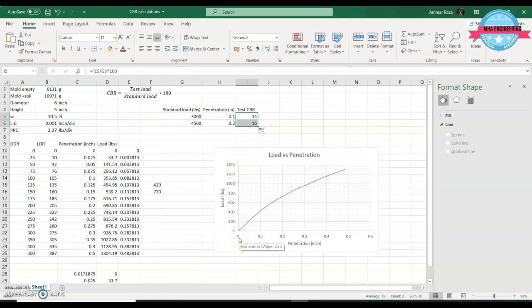And using these values, you can then calculate the pavement thickness that you're designing. And that's all there is to the calculations in this.